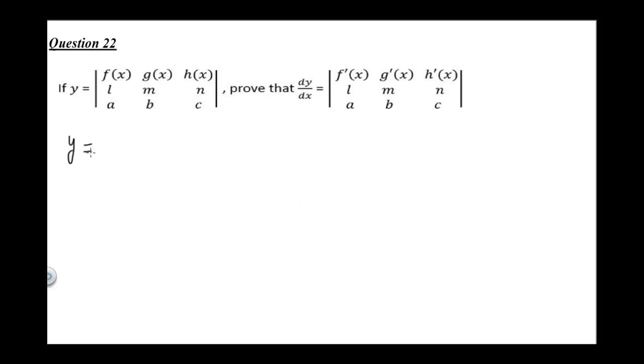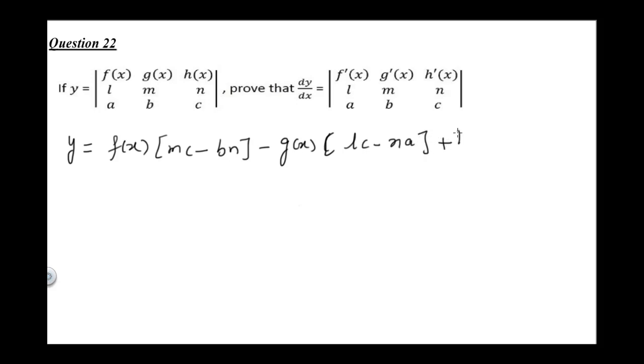How do we find it? f(x) into, for the first row and first column, the row and column get cancelled, you get mc minus bn, minus g(x) into, what you get inside, lc minus na, plus h(x) into lb minus ma.